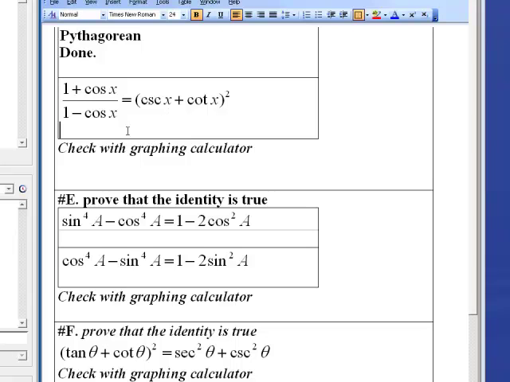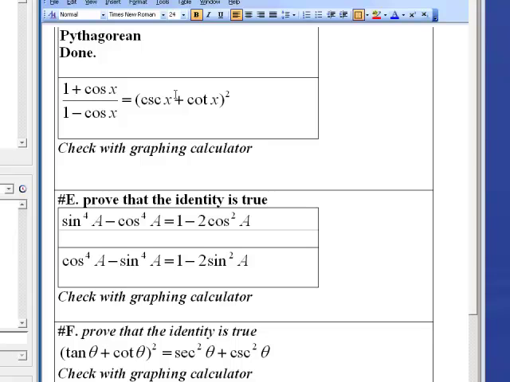Okay, let's go on. The next identity that we're about to prove is 1 plus cosine over 1 minus cosine equals cosecant plus cotangent, and that all squared. Check with the graphing calculator. I already did one for these examples and included it in the script. So I'm not going to do that here, but I'm going to do that on the next examples after that.